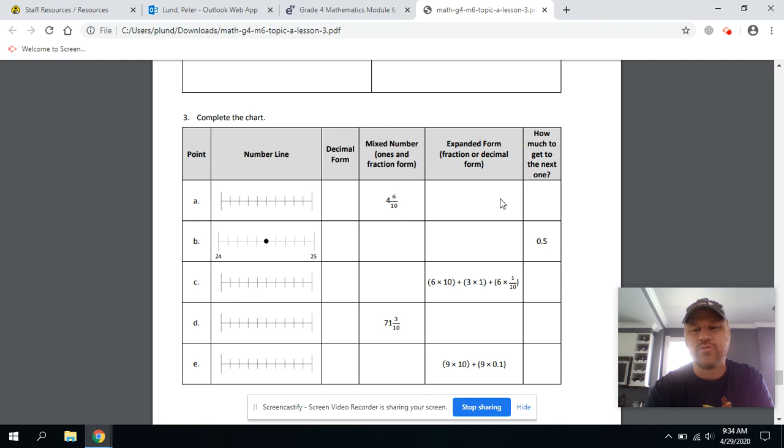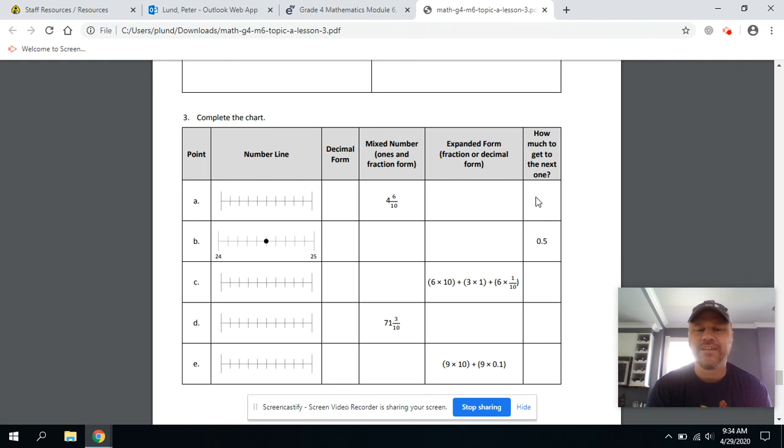Let's go through one more, or more than one more, just to make sure that you get the part that's probably the hard part, how much to get to the next one. If we look back at the number line, we say 6 tenths, 7 tenths, 8 tenths, 9 tenths, 10 tenths. So that would be 4 tenths to get to the next one, which you could write as either 4 tenths in fraction form or 0.4 is how far to get to the next whole.